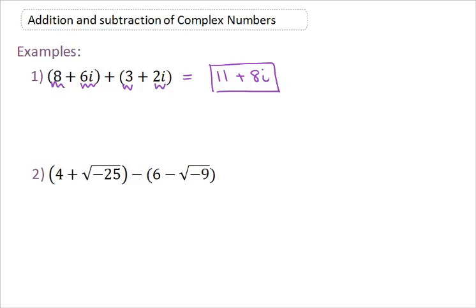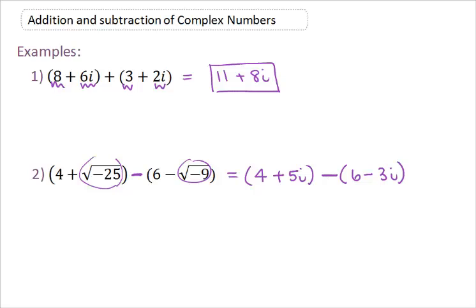Example 2 is a subtraction, and I'll talk about that subtraction in a minute. But if we follow our PEMDAS rules, we must simplify the inside of our parentheses first. And we do that by simplifying those square roots I have circled there. So, in my first parentheses, I have 4 plus 5i, and I am subtracting 6 minus 3i. So simplify the roots individually first.